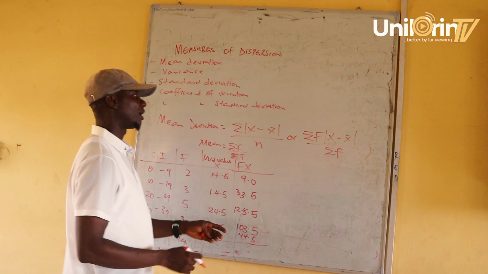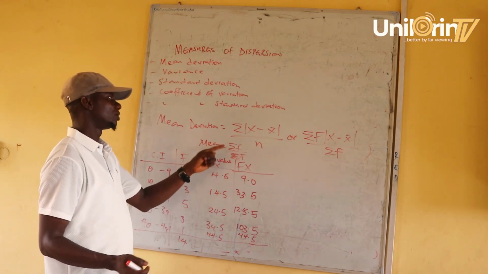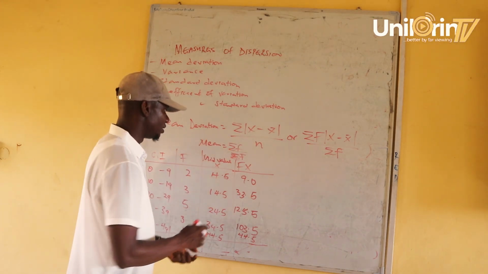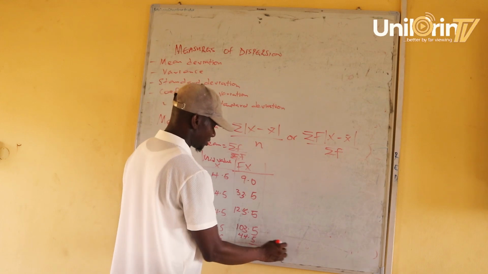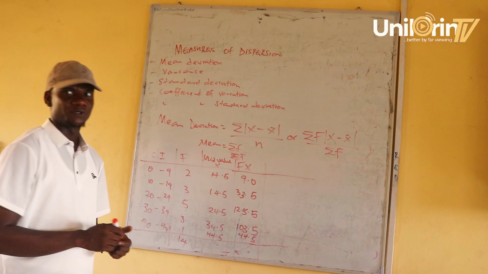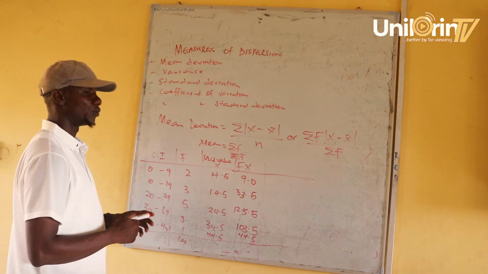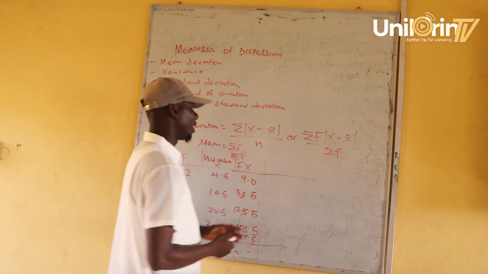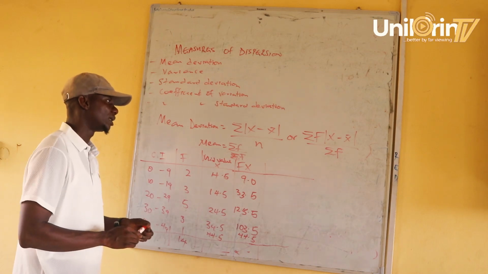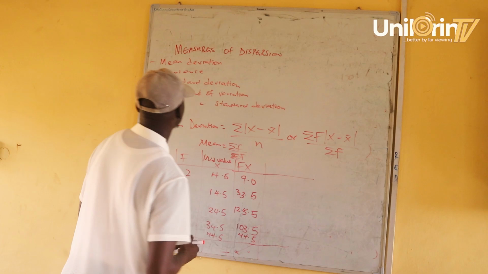So after we have the value for the mean, we now subtract the mean from each value and then take the absolute. Absolute means that whatever you have, turn into positive. If it is positive, let it remain. If it is negative, change it to positive. So you multiply each one by frequency and add together, then you get your mean deviation. That is how to obtain our mean deviation.